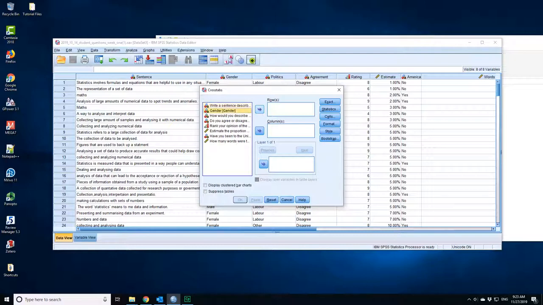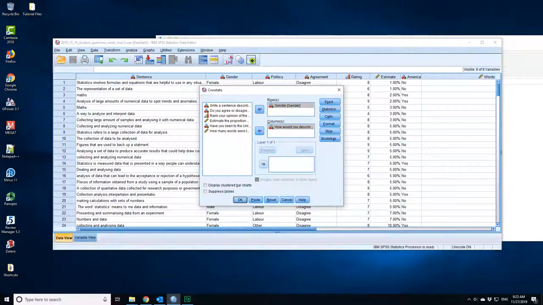So I want to put in rows, which is going to be gender, and the first one I'm going to do is the political party, so that's going to be the columns: how would you describe your political views? You can display bar charts at the same time to look at these comparisons, but I'm not going to do that at this point. I'm just going to go OK to get the cross-tabulation.